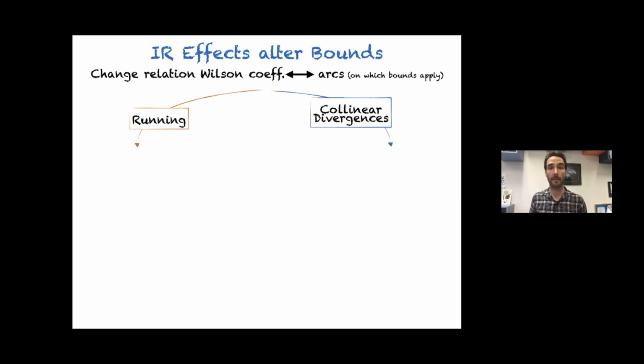Now, bounds are modified, and the reason is that infrared loop effects change the relation between the Wilson coefficients and these arcs. And I remind you that the bounds are on the arcs, they're not directly on the Wilson coefficients. So if this relation is changed, the bounds will also change. In particular, there are 2 effects that enter in this change. The first one is due to running.